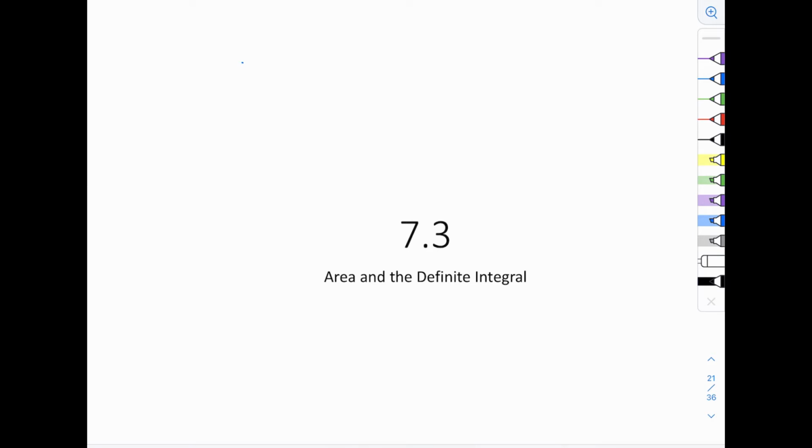In section 7.3, we cover something called area and the definite integral. In our class, we actually only cover a very small portion of the section, and we mostly look at this section to just get an understanding of what an integral is. And just to talk a little bit about some of the bigger picture ideas of calculus, one thing that we've talked about a lot is the derivative.